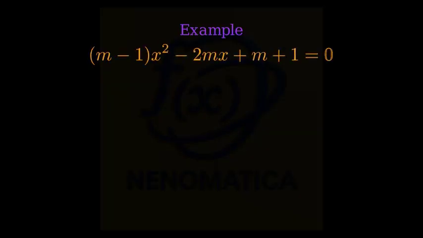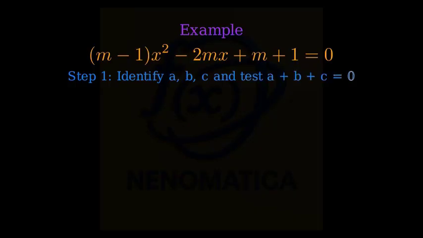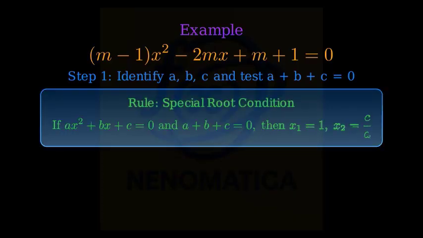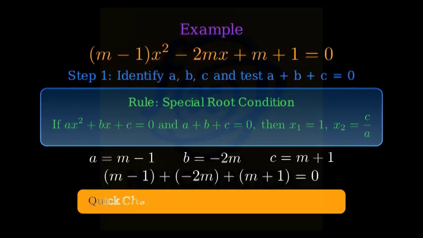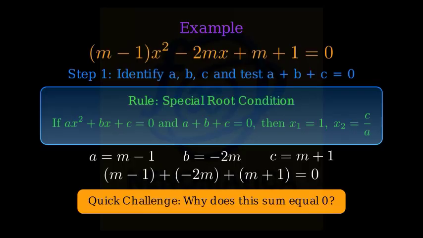First, display the example. This is the problem. Open parenthesis m minus 1 close parenthesis x squared minus 2mx plus m plus 1 equals 0. Step 1. Identify the coefficients and check the special condition a plus b plus c equals 0. We'll show the rule we plan to use. For this quadratic, a equals m minus 1, b equals negative 2m, and c equals m plus 1. Now compute a plus b plus c. It simplifies to 0, so the condition holds.